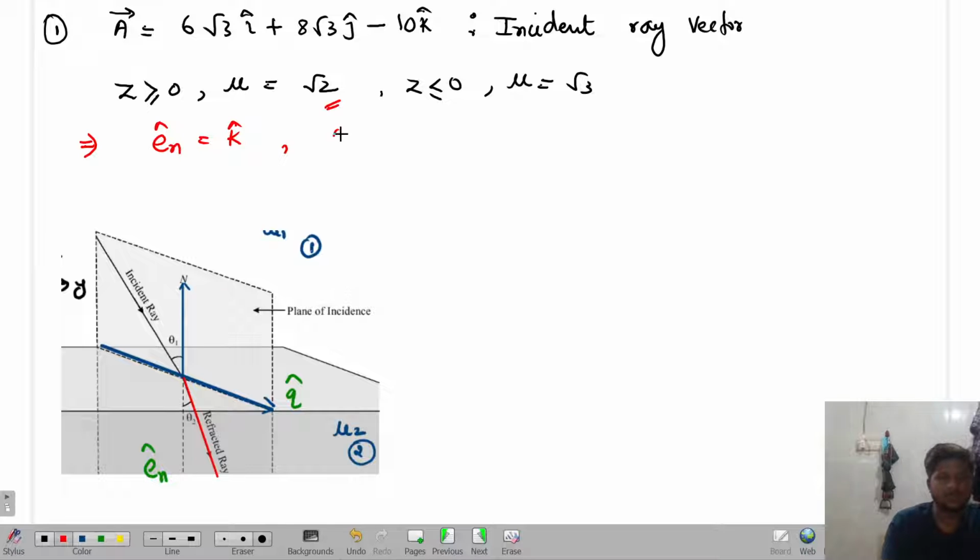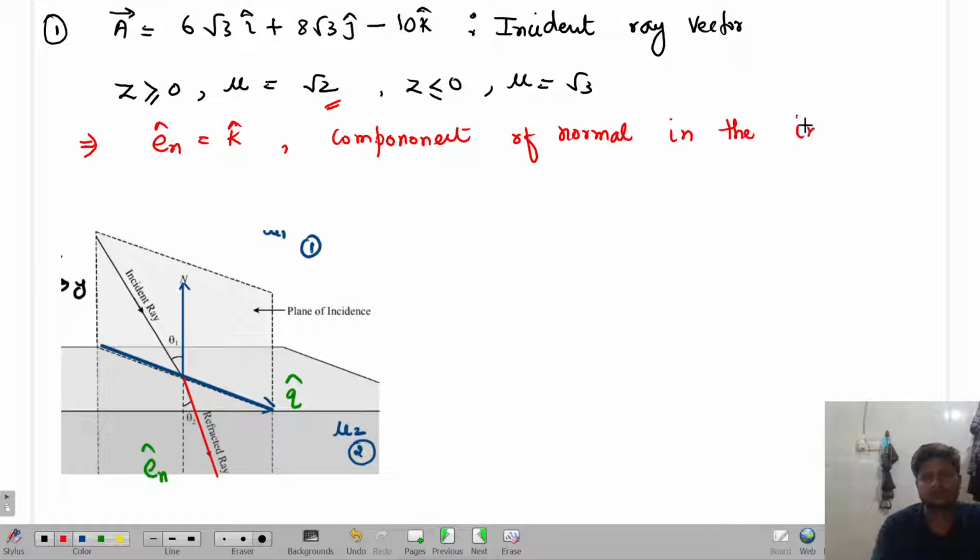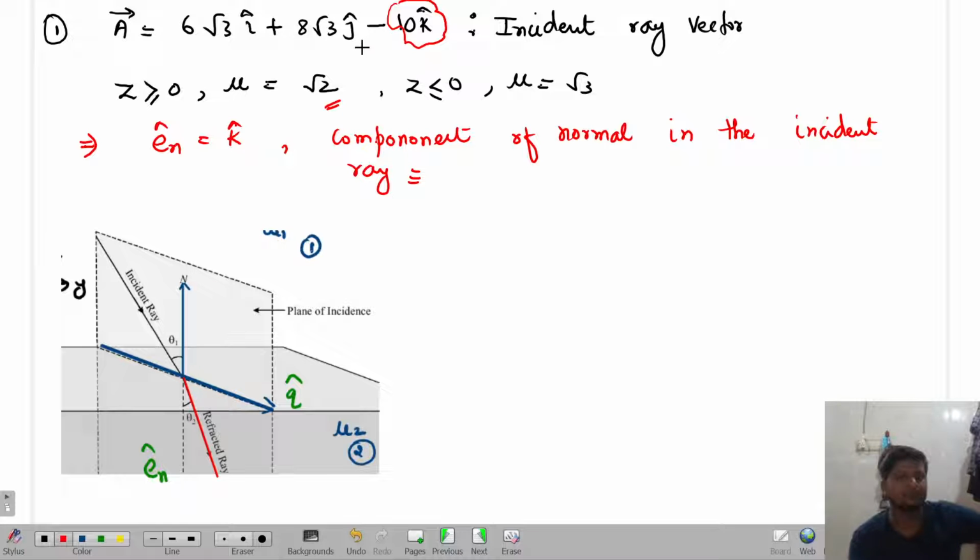Now look over here. What is the component of normal in the incident ray? See, the incident ray is represented by this vector, or not? 6 root 3 i cap plus 8 root 3 j cap minus 10 k cap. Now, what is the component of the normal in this particular incident ray? This term, minus 10 k cap, is the component of normal in this incident ray, or not? Tell me yes or no. Saloni, Gagan, Himanshu, Anuj, yes or no? Tell me.